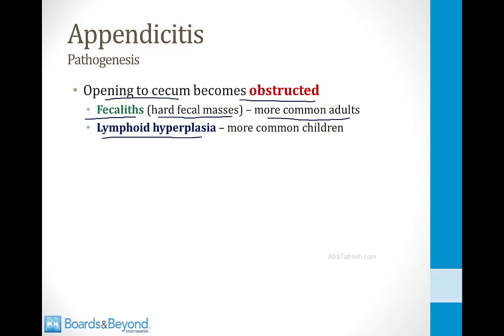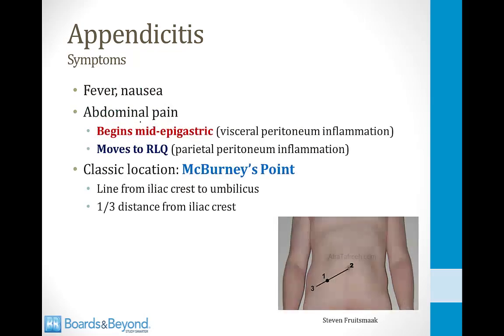There is lymphoid tissue at the outlet of the appendix into the cecum, and if that tissue becomes hyperplastic, for example, in reaction to a viral illness or some other stimulus, then that lymphoid tissue can obstruct the outlet of the appendix into the cecum, and this can lead to appendicitis. Patients with appendicitis can develop nonspecific symptoms like fever and nausea. However, they go on to develop a very characteristic abdominal pain that has several classic features that you need to know as a medical student.